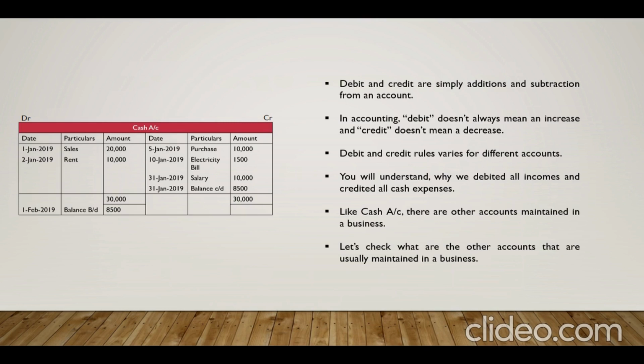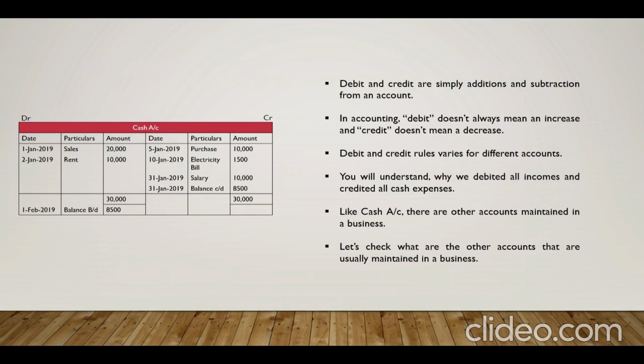Debits and credits are simply additions or subtraction from an account, and debit doesn't always mean an increase and credit doesn't always mean a decrease. So there are rules as to what accounts increase with a debit and decrease with a credit, and there are rules as to what accounts decrease with a debit and increase with a credit. And you will understand why we debited all incomes and credited all cash expenses, because there are some rules which I am going to explain.